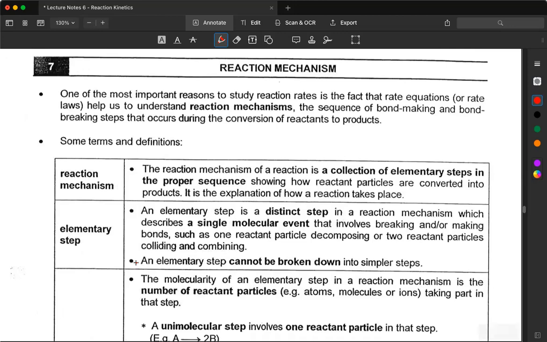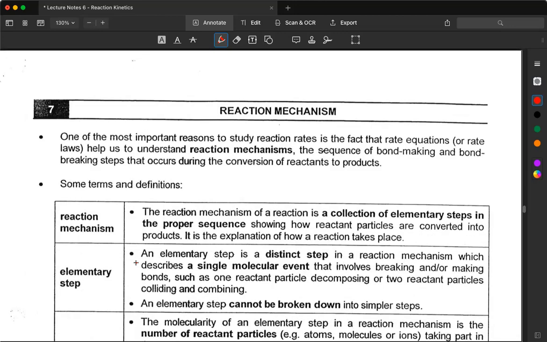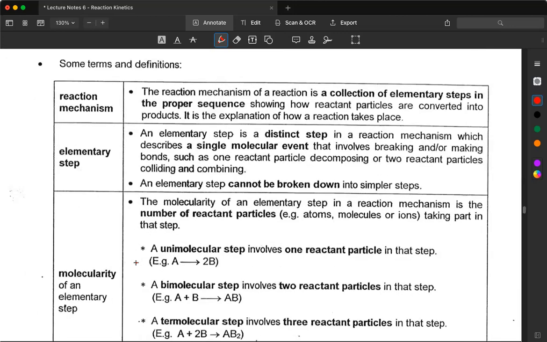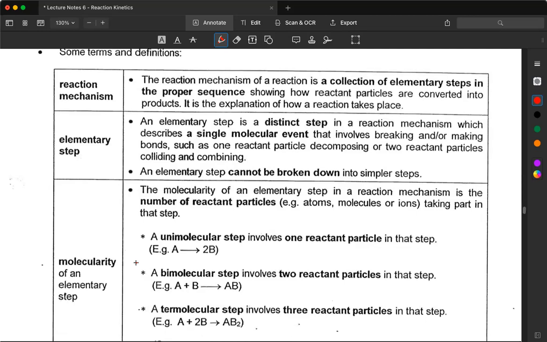So let's study reaction mechanism. There are some terms and definitions to bear in mind. What is reaction mechanism? It is the collection of elementary steps in a proper sequence to show how the reactant particles are converted to product, which explains how the reaction takes place.